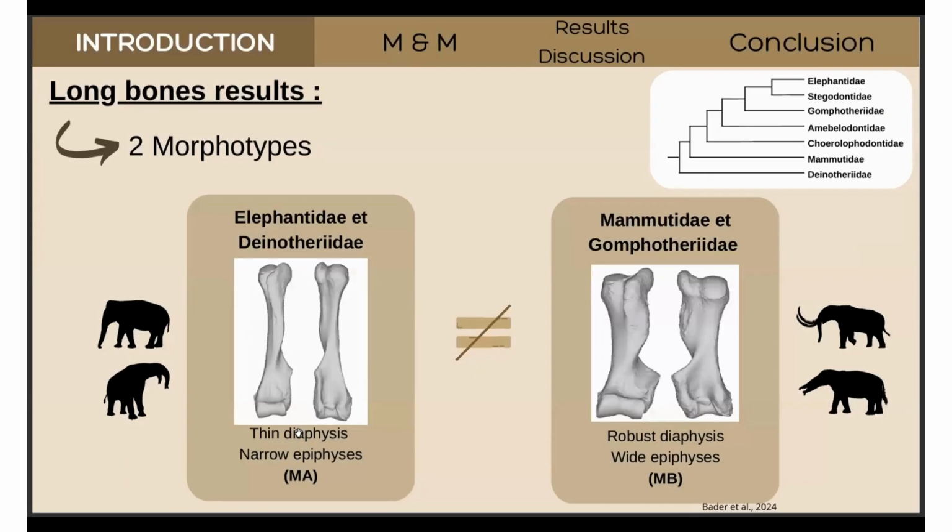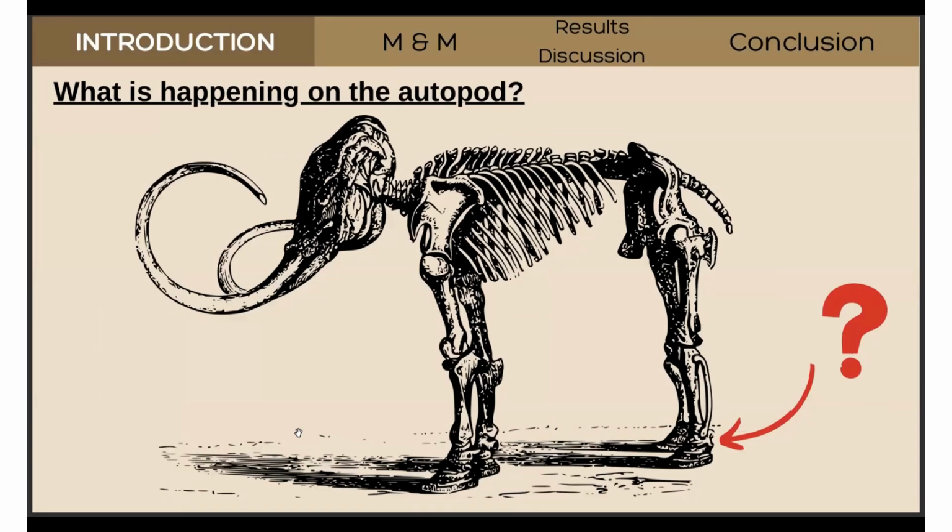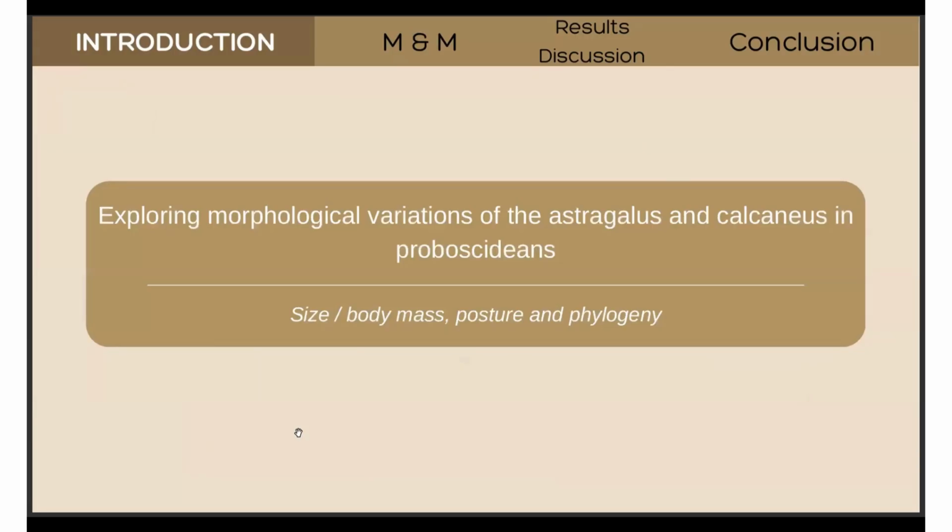A recent study by Camille Bader, looking at the morphological adaptation of long bones to high body mass in proboscideans, highlighted the presence of 2 main morphotypes: one represented by Elephantidae and Deinotheriidae, which have thin diaphysis and narrow epiphysis, and the other represented by Mammutidae and Gomphotheriidae, which have robust diaphysis and wide epiphysis. So we can see that within proboscideans, there are 2 different weight-bearing strategies. And we can ask ourselves what happens on the autopod side, whether the same morphological variation and the same morphotypes will be present or not. This was the context in which my study was carried out.